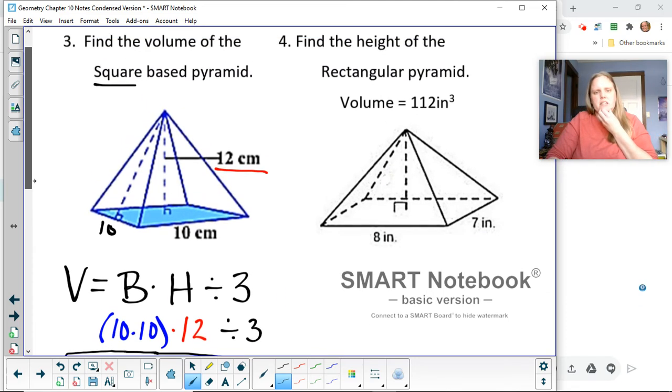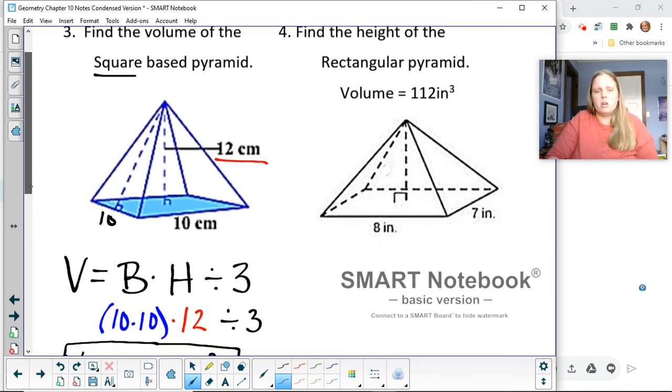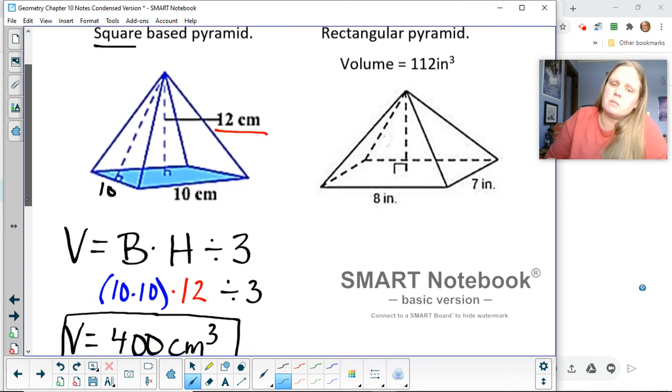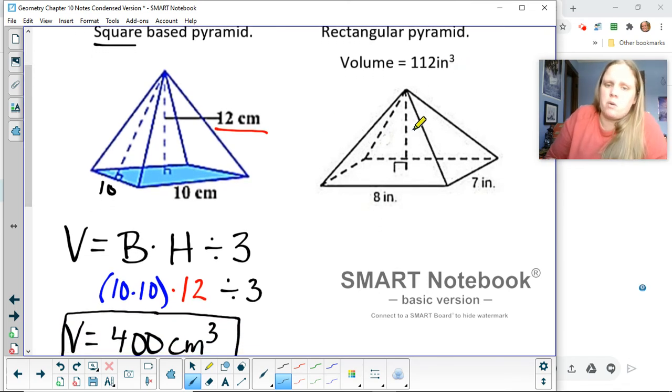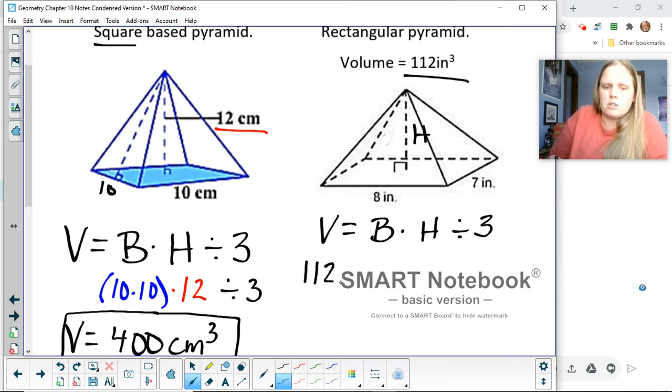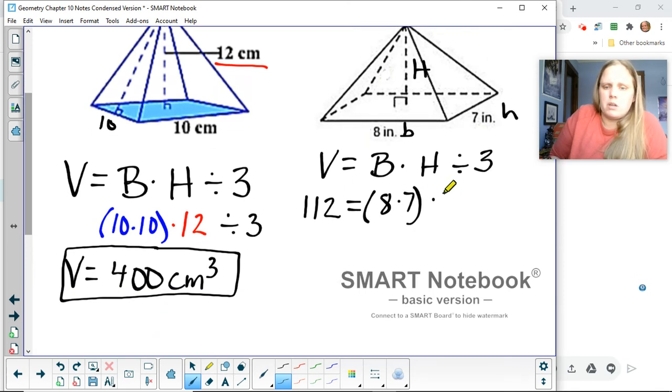Now over on the right, we have another pyramid. This time it has a rectangular base, but they give us the volume and they want us to work back to find the missing height. So volume equals area of the base times the height divided by 3. The volume in this case is 112. The B, capital B, is little base times little height, 8 times 7, multiply by our missing height, and divide by 3.